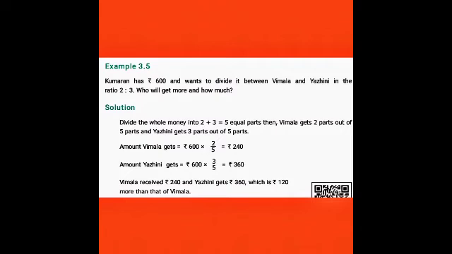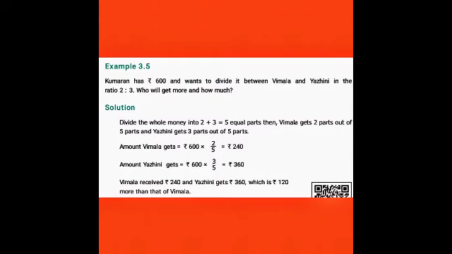Vimala gets 2 parts out of 5 parts and Yalini gets 3 parts out of 5 parts. To find the amount, Vimala gets rupees 600 into 2 by 5. 600 divided by 5: in 600 we have 120 fives. So 120 into 2, we will get 240. This is the amount for Vimala.